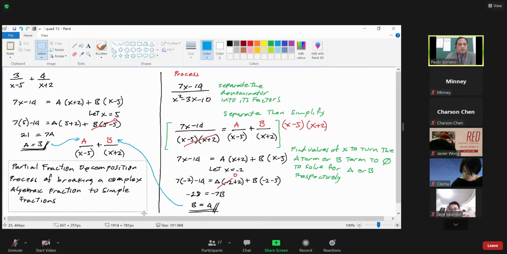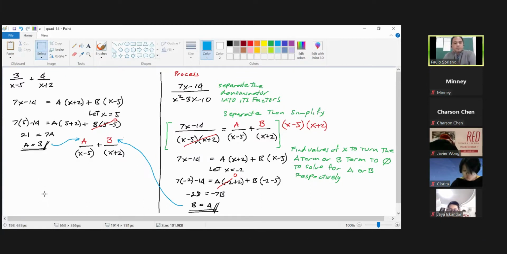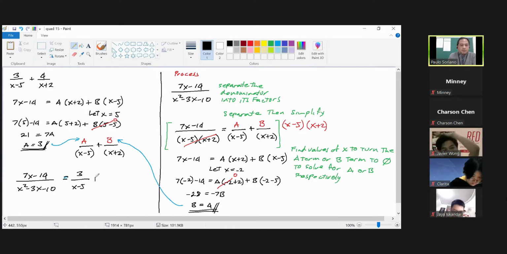this one is equal to A, which is 3 over x minus 5, plus B, which is now 4 over x plus 2, which is our original. Okay, got it? Yes, teacher.